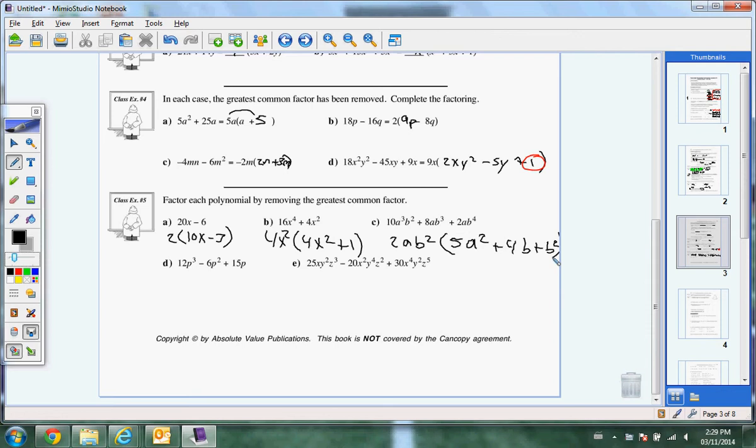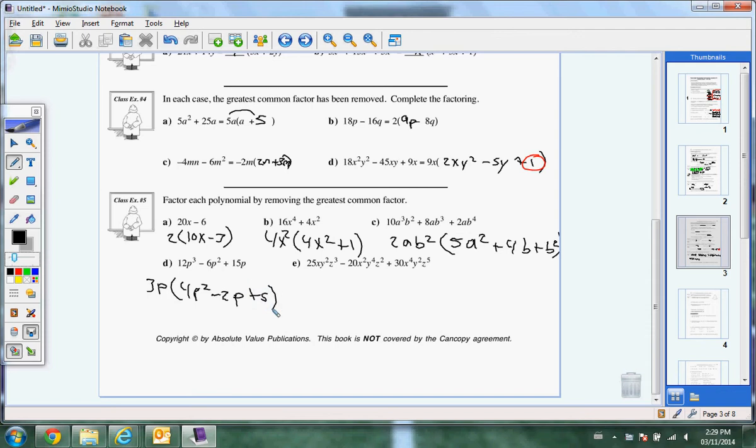Okay, Breezy, you want to try D? 3. Okay, good. And what? 3p. And that leaves me with 4p squared. Negative 6 divided by 3, negative 2p. 15 divided by 3 is 5, and the p was taken out.